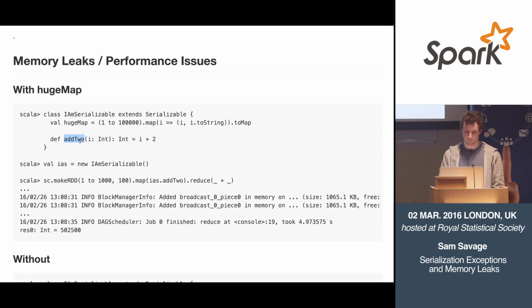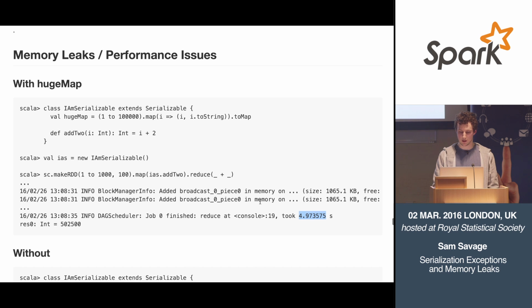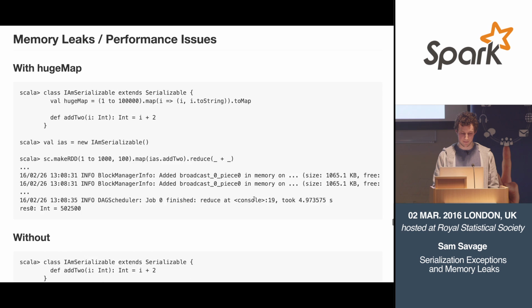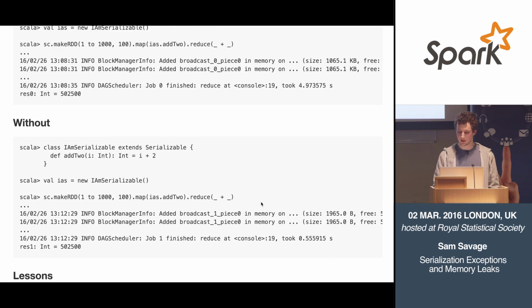We're only using add2. We run this silly job. All it's doing is taking 1,000 numbers, adding 2 to them, and then adding them up. For some reason, it needs a megabyte of memory to do that, and it takes 5 seconds. This is just on a toy EMR cluster, but the point is it still doesn't feel right. If we didn't have the huge map, it's only a kilobyte or so of memory, and it takes half a second, which is a bit more realistic, because it's got spin-up time and stuff.